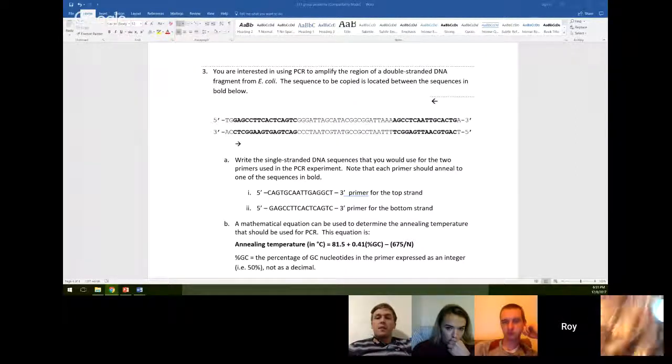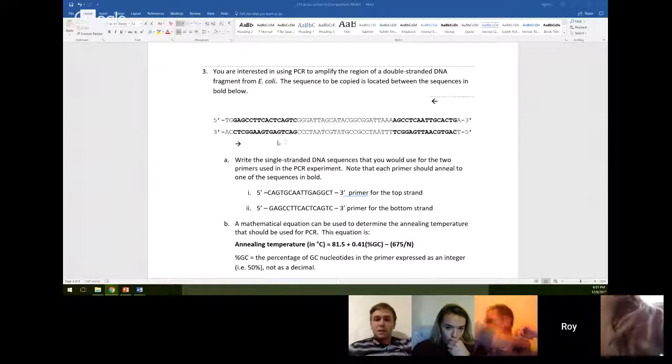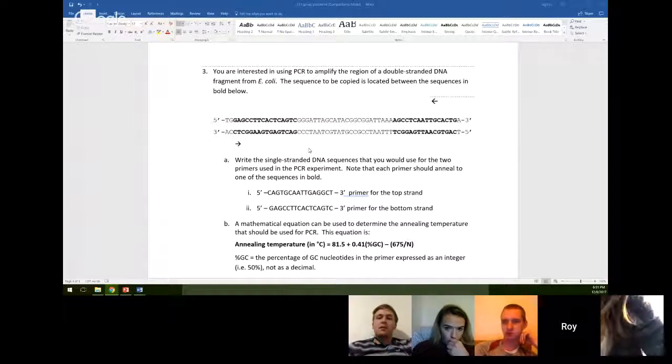As we read from 5' to 3' for the first one right here. And then on the other side, we're also going to read 5' to 3'. So that's how we're reading it on the bottom strand right there. And that's going to be the primer for the top strand. The other one's going to be the primer for the bottom strand.